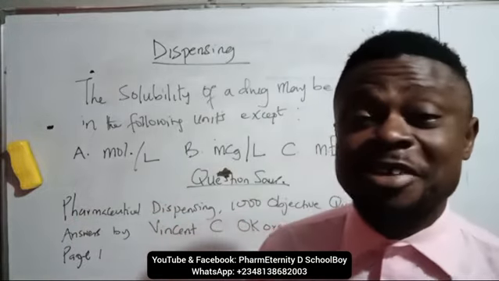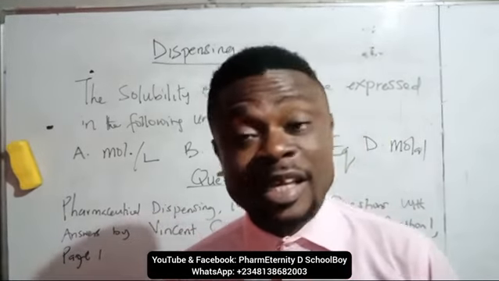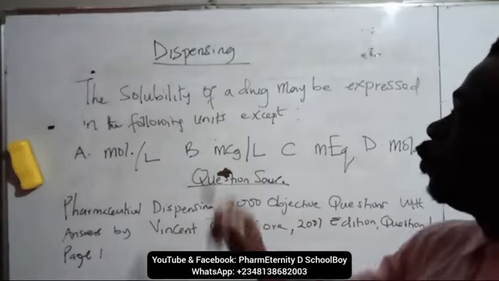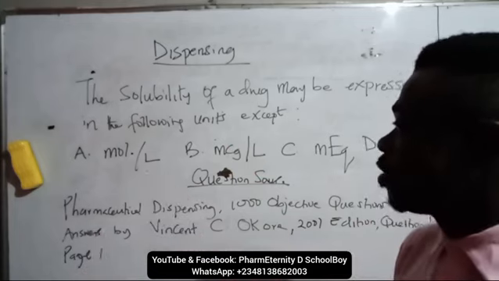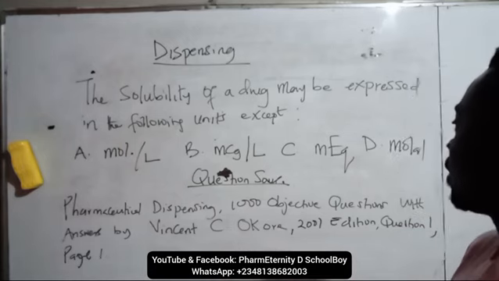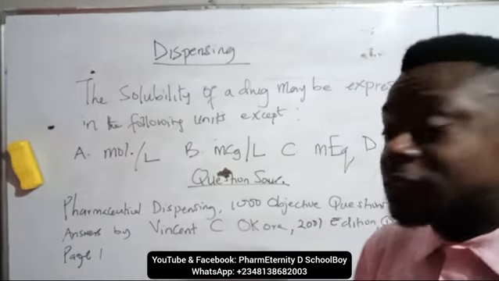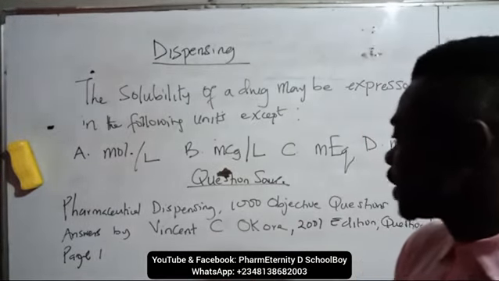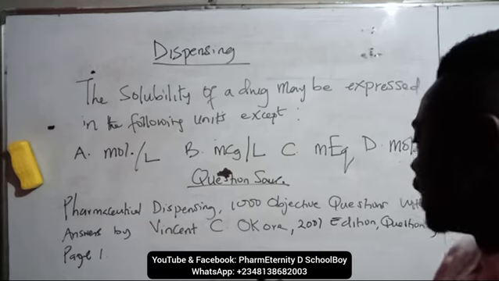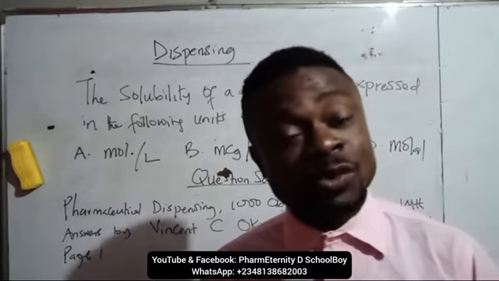Today we are going to take a look at dispensing, and we have a question on the board. The question says, the solubility of a drug may be expressed in the following units except: A. Mole per liter, B. Microgram per liter, C. Milli equivalent, D. Molar. The question source is Pharmaceutical Dispensing 1000 Objective Questions with Answers by Vincent C. Okore, 2001 edition. Question 1, page 1.